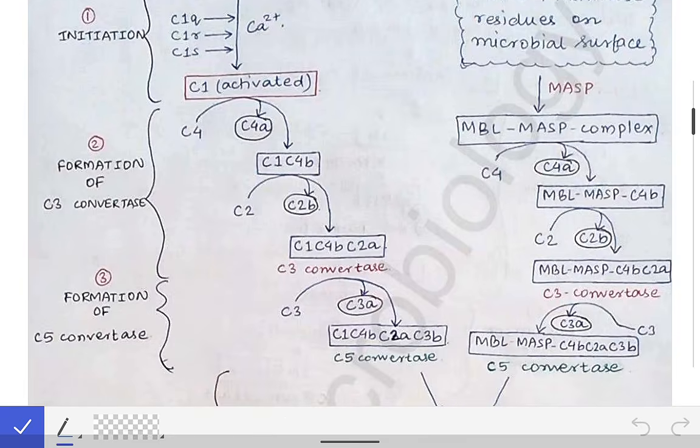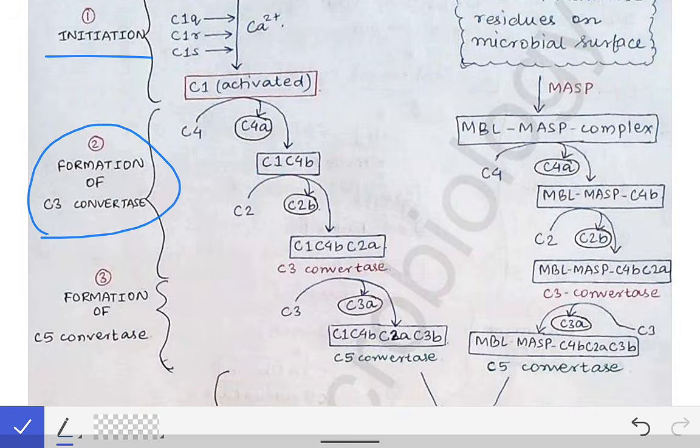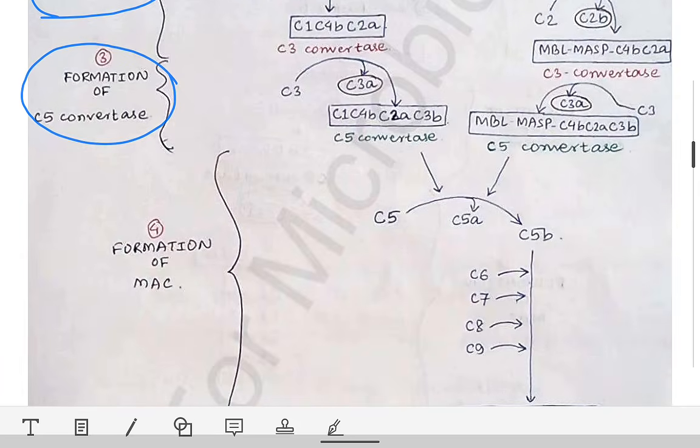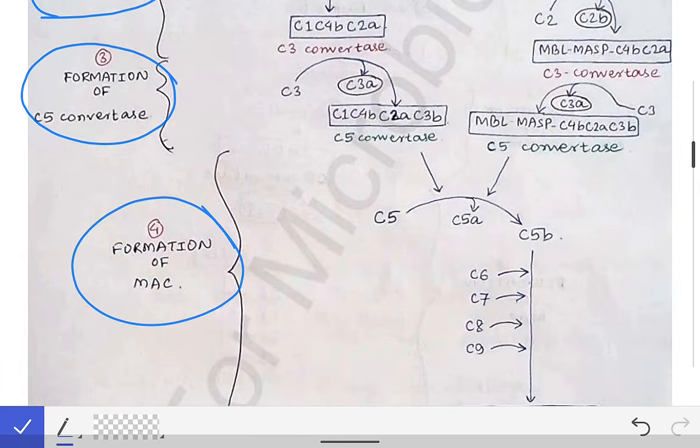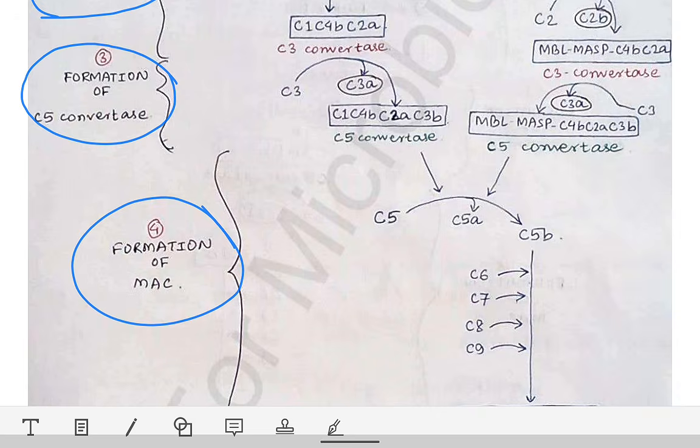The first step is the initiation of the complement activation. The second step is the formation of the C3 convertase. Then the third step is the formation of C5 convertase, and the fourth step is the formation of the membrane attack complex or the MAC.